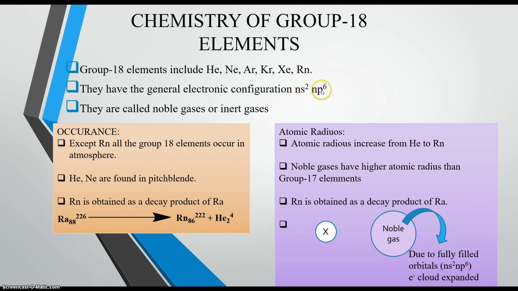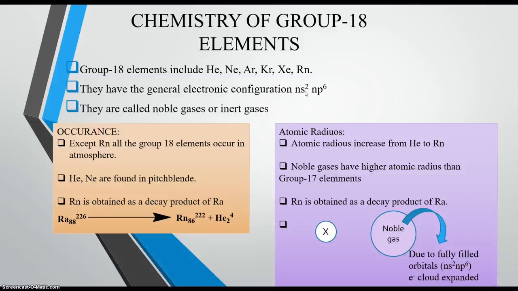As the valence orbitals are completely filled, they are not going to react with anyone. Under certain conditions, they might react with certain elements to give some products, but in normal conditions, they are very inert to react to anyone. Okay, now let's discuss the occurrence of the elements.